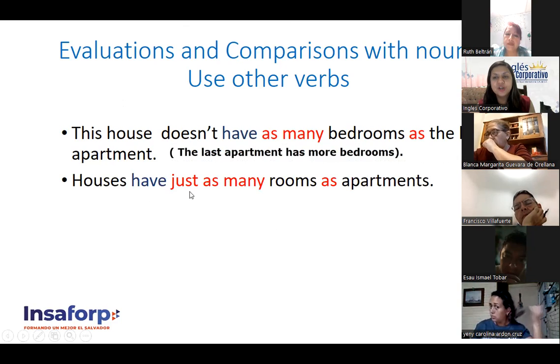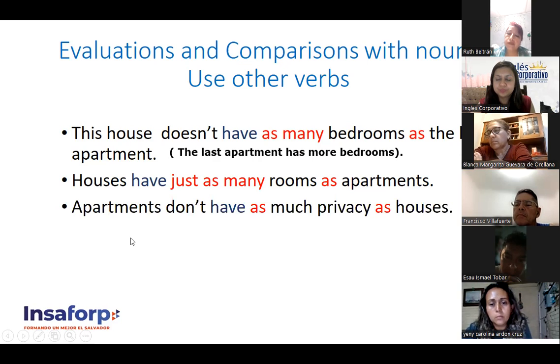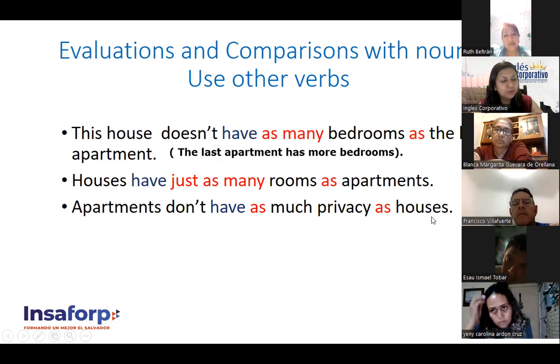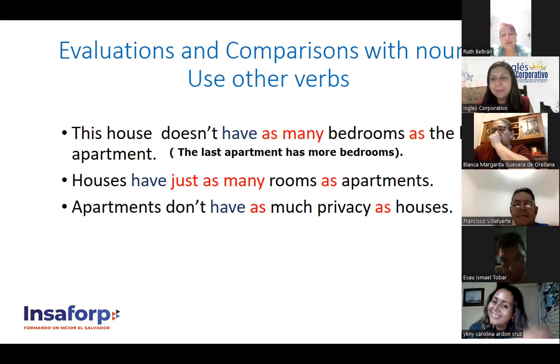Houses have just as many rooms as apartments. It means that houses and apartments have the same number of rooms. Another example. Apartments don't have as much privacy as houses. True or false? True. It's true, because you have neighbors next door, you have neighbors above you, below you. So apartments don't have as much privacy as houses.